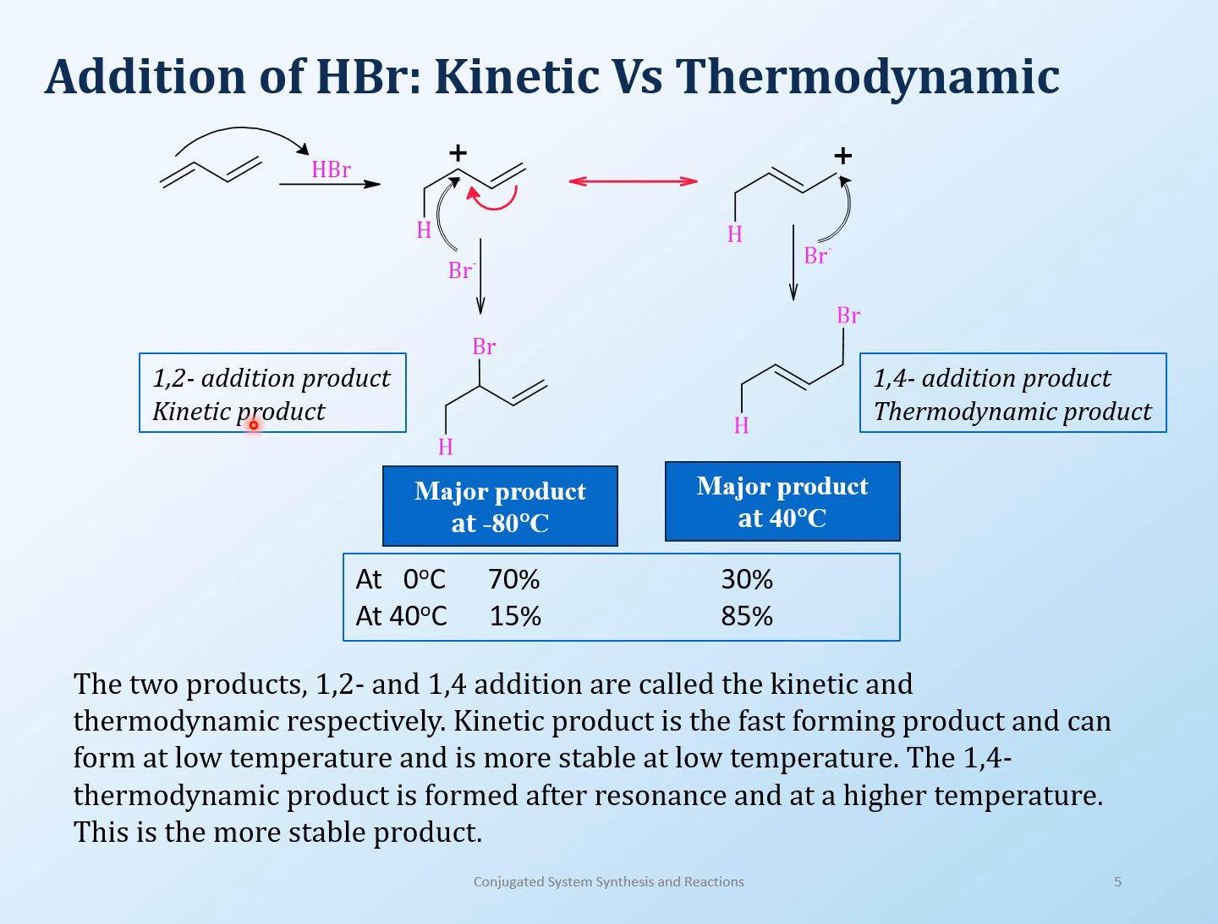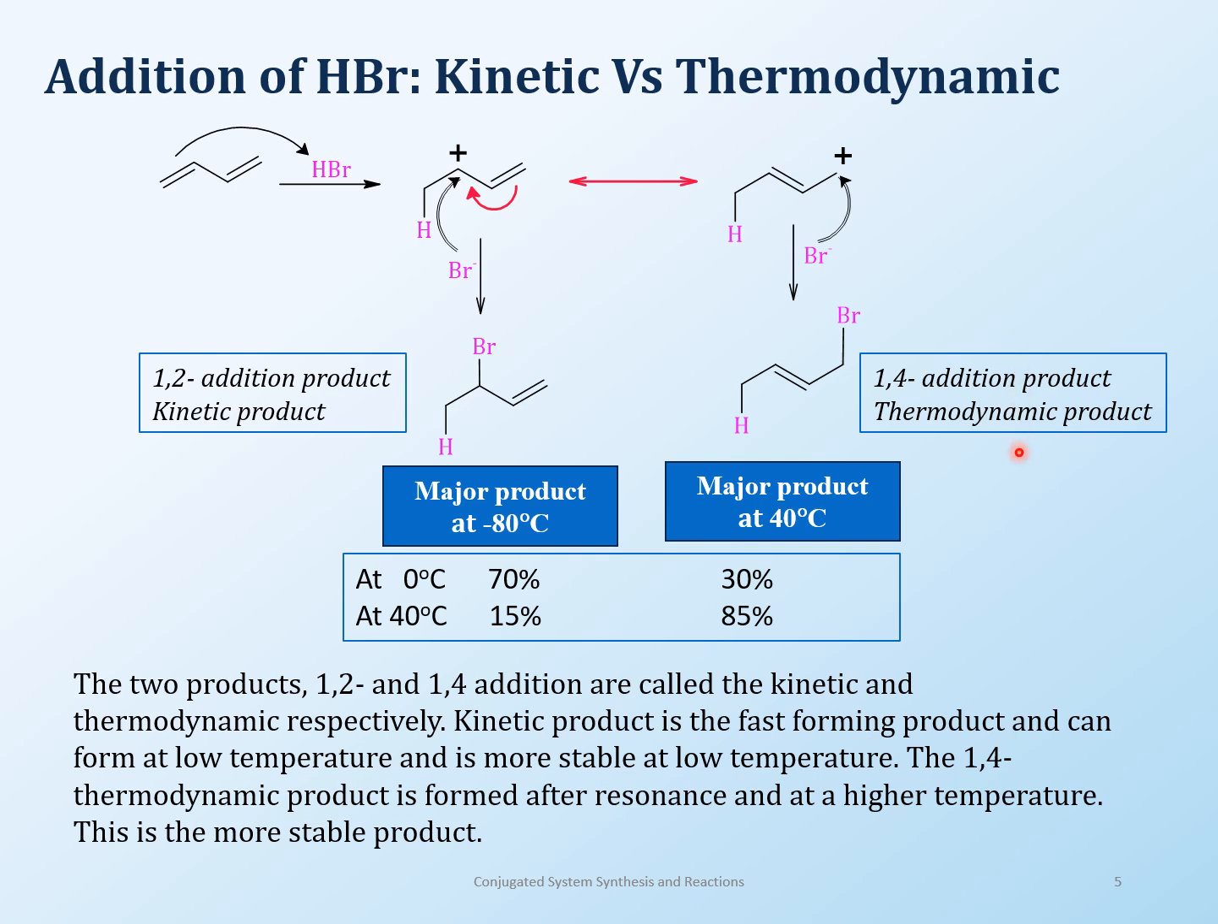So the 1,2 addition product that we are forming at negative 80 degrees Celsius, a very low temperature, is called kinetic because this is happening really fast, okay? Which means the 1,2 addition is a really fast addition. The thermodynamic product, on the other hand, is a slow product. Why is it slow? Because it needs to go into resonance, okay? So you can only form this product after resonance has been completed. And so after resonance, then you have this. To do resonance, you need a little bit of energy.